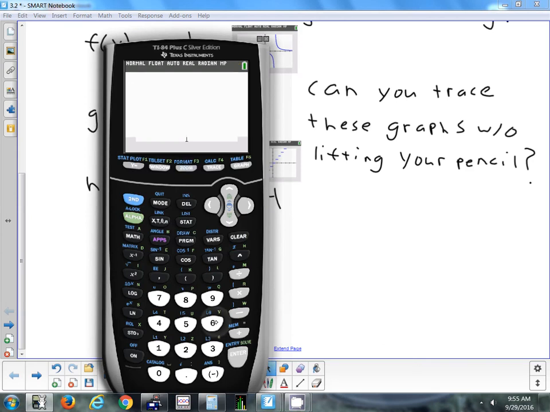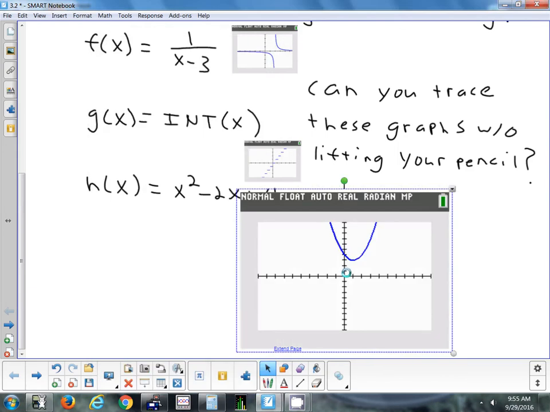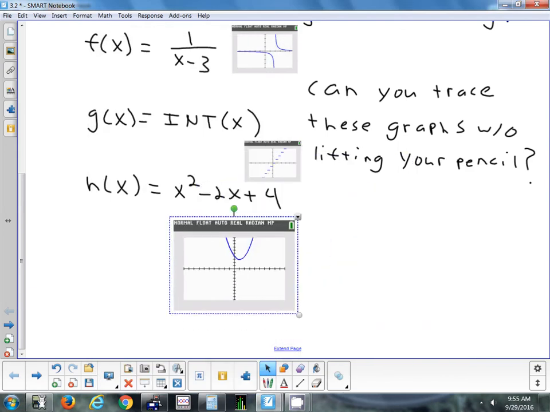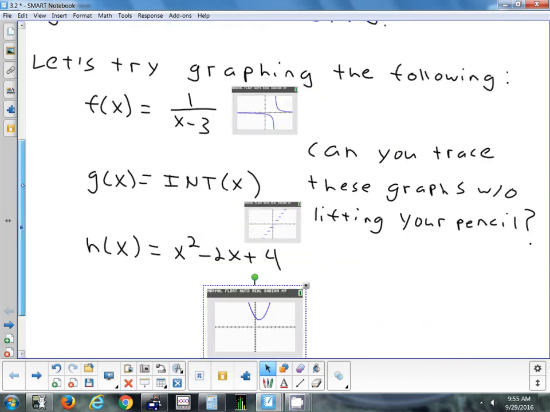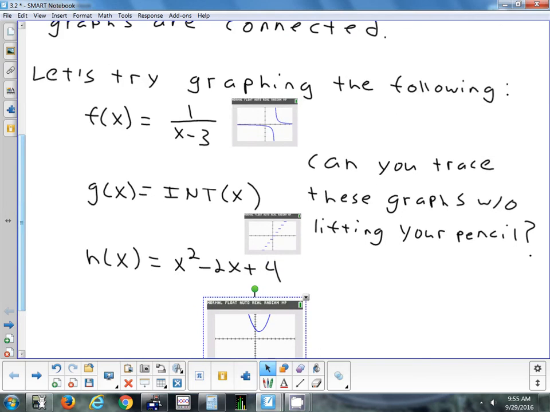Let me do zoom 6 on this one because I'm not seeing much of the graph. Zoom 6. That's better. And my question about all of these graphs is, can I trace along these graphs without lifting my pencil? Let's look at the first one. Can you trace the graph of f of x without picking up your pencil?